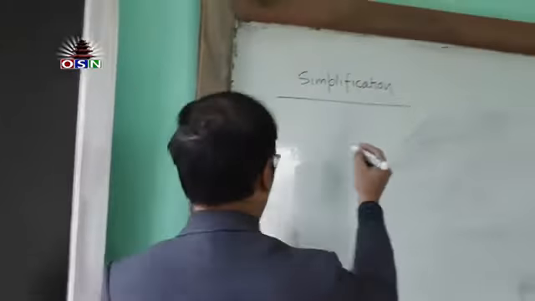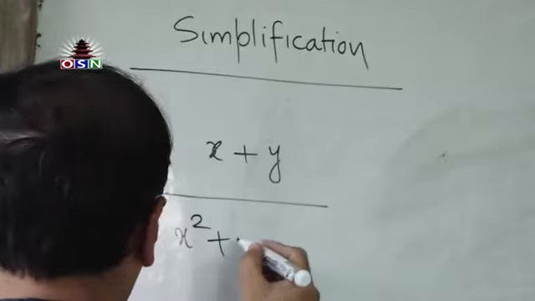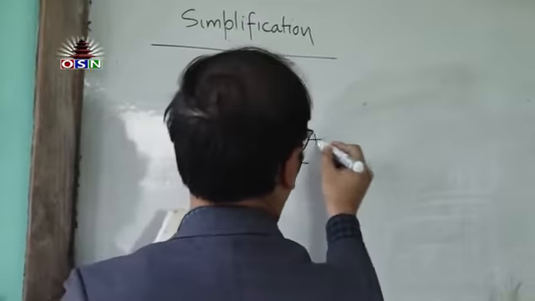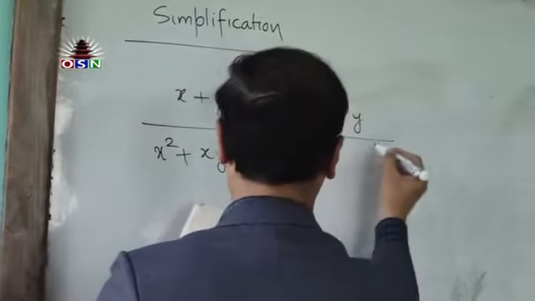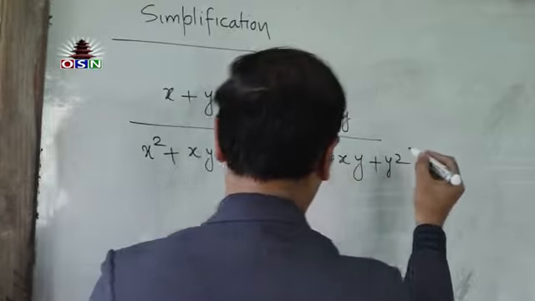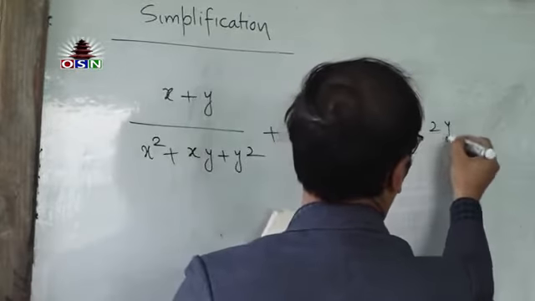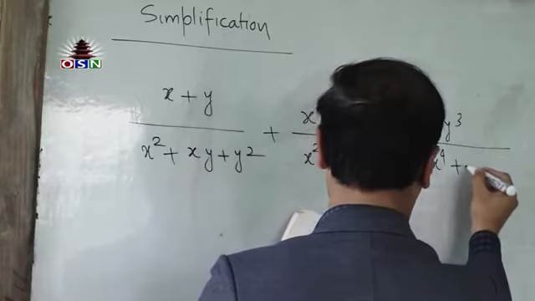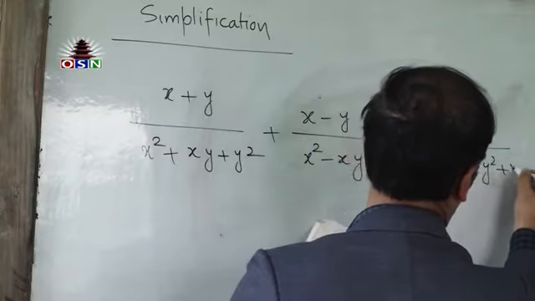Today the first question here we have got (x plus y) upon (x square plus xy plus y square) plus (x minus y) over (x square minus xy plus y square) plus 2y cube over (x to the power 4 plus x square y square plus y to the power 4).